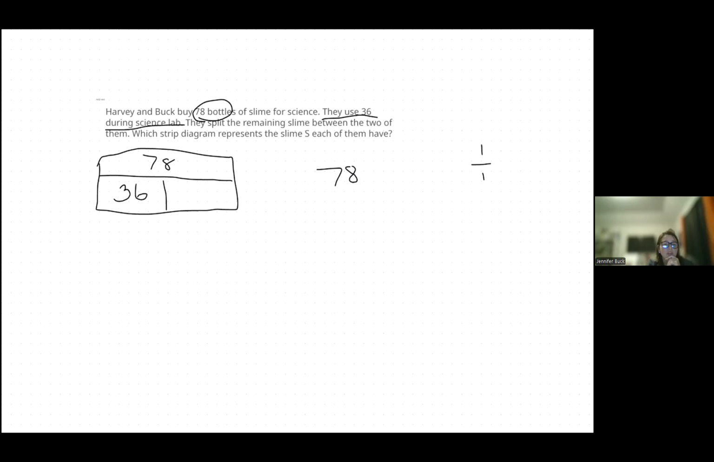Well, let's make sure. I know they had 78 bottles. I know they used 36. They split the remaining slime between the two of them. Oh, I have two people. Two people. And Miss Harvey and Miss Buck each get some slime. So this is how my strip diagram would look, and I should be able to find this amongst the answers I can possibly choose from.